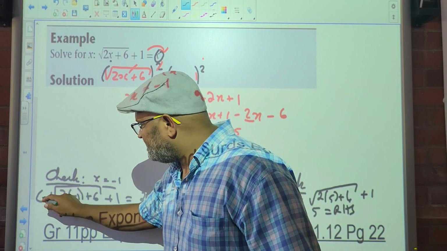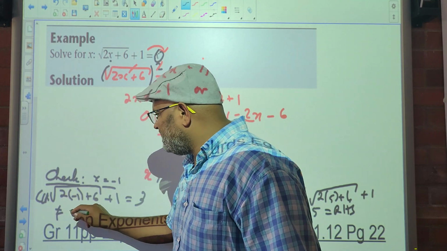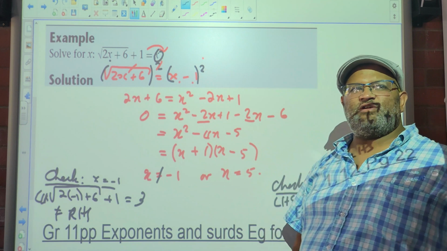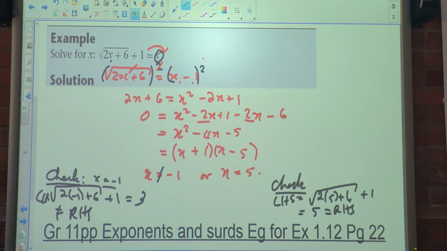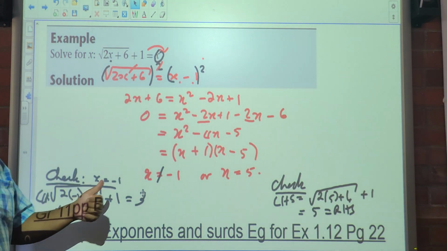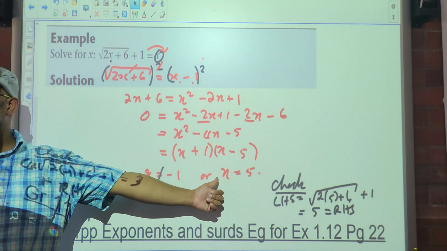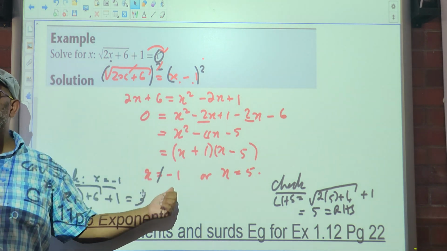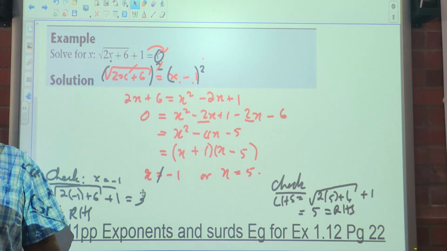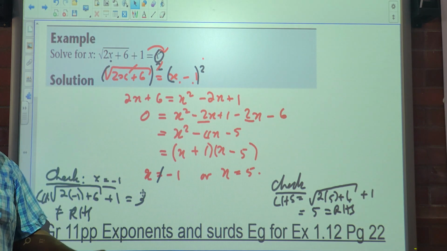The other left hand side was not equal to the right hand side. Can you see that, people? It's only when the left hand side is equal to the right hand side that the solution works. As I've indicated before, you'll get cases where both are solutions, cases where one is a solution, and this case where none are solutions. Okay, you guys understand? Yes. But it's always good to check.